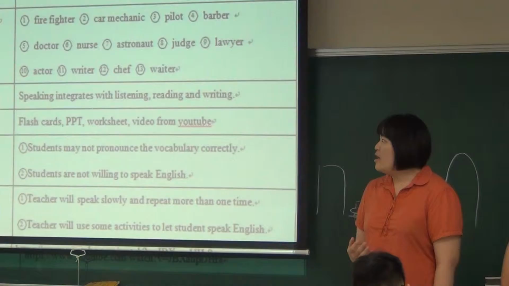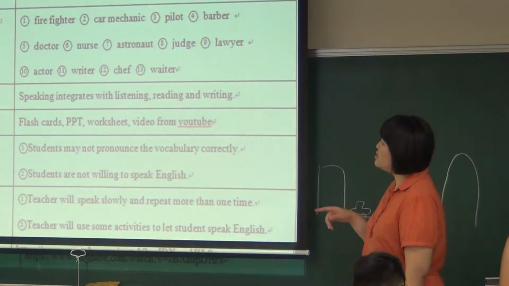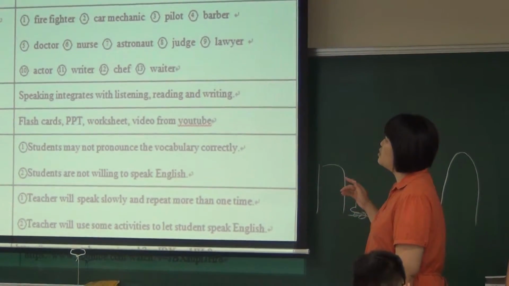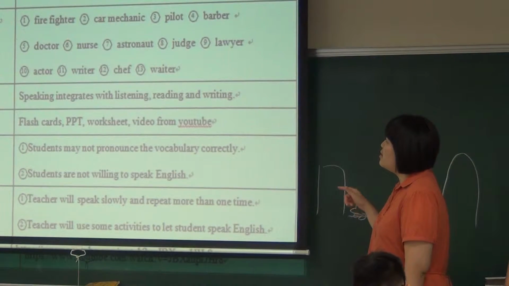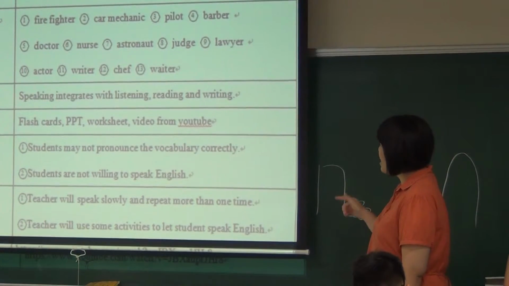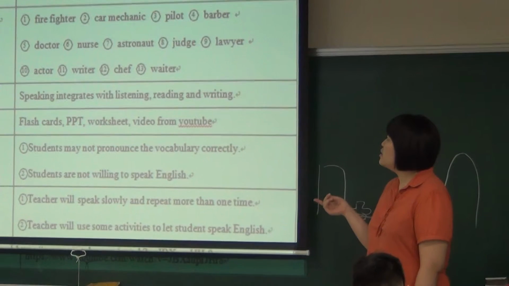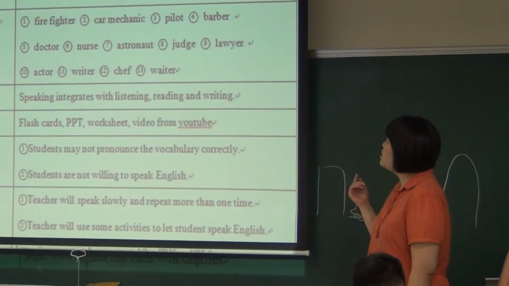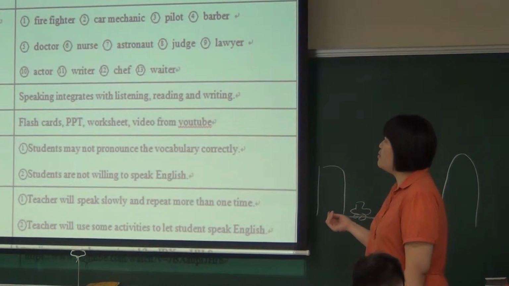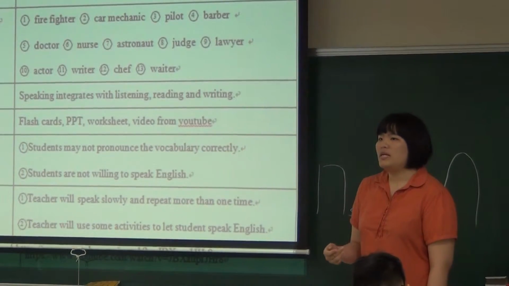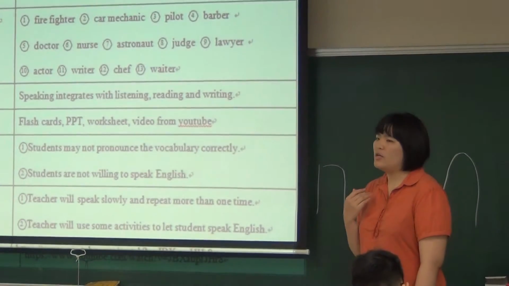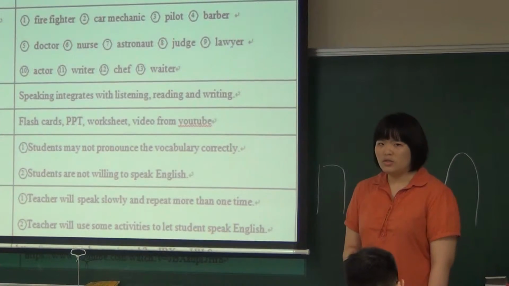I want to be... and these are the vocabulary we want them to know. For example, firefighter, car mechanic, pilot, barber, doctor, nurse, astronaut, judge, lawyer, actor, writer, chef, and waiter. We want them to realize these vocabulary and they could be able to know how to say their job name.